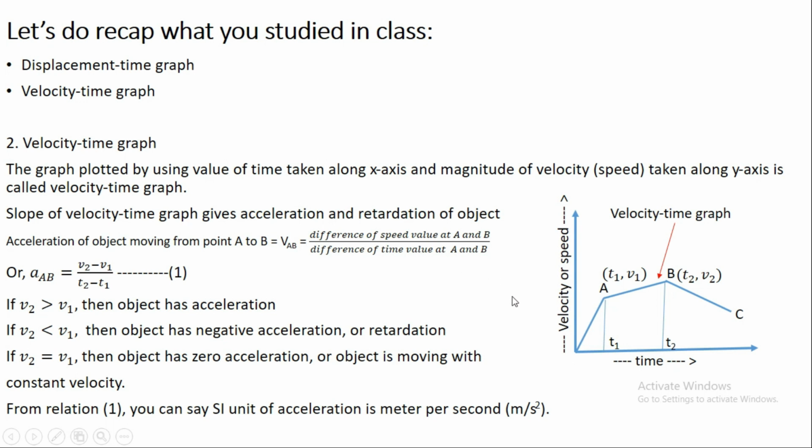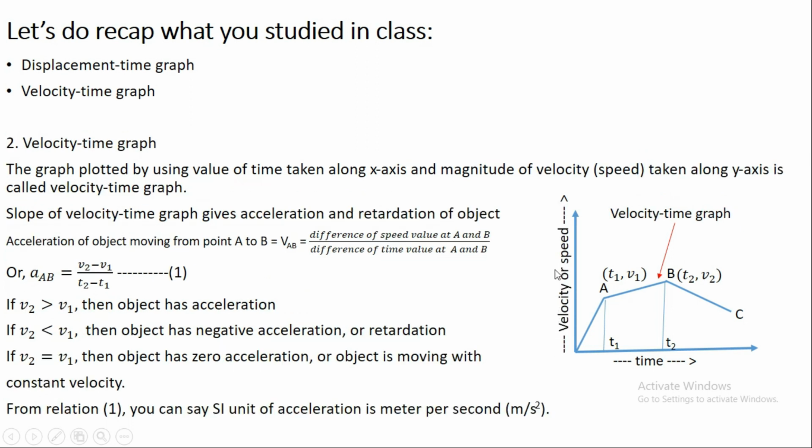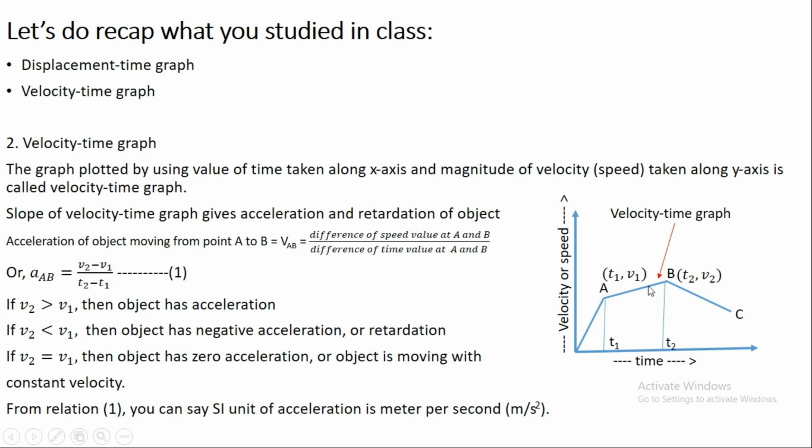Same figure I have repeated here, but now the coordinate along the y-axis is different. Here the coordinate along the y-axis was distance, and here the coordinate along the y-axis is velocity or speed. In this case the graph is called a velocity time graph, and the same coordinates are given here, but here d1 and d2, and here v1 and v2. Here v1 and v2 mean the velocity of the object at A and B.